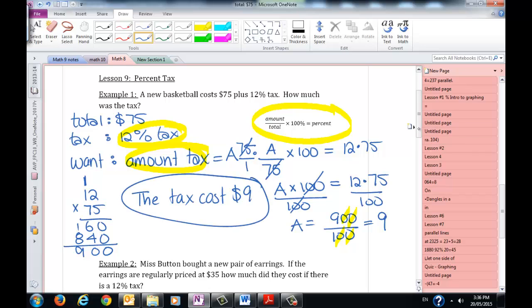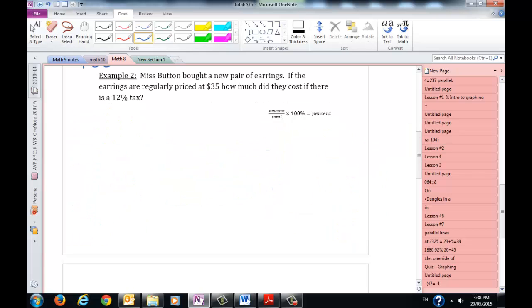All right, let's go to a second example. Miss Button bought a new pair of earrings. If the earrings are regularly priced at $35, how much did they cost if there is a 12% tax? We're going to set this one up the same as we have been. We're going to write down what we have, what we want, and then we're going to use our formula.